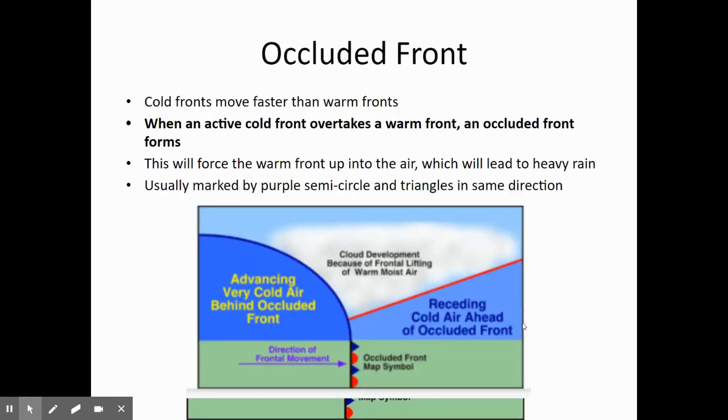Occluded front. Cold fronts move faster than warm fronts, and it's when a cold front actively takes over a warm front. It'll force the warm air up into the air, and it'll lead to heavy rain, usually marked by purple semicircles and triangles. We'll see that on the map.